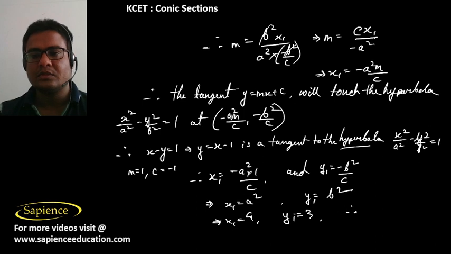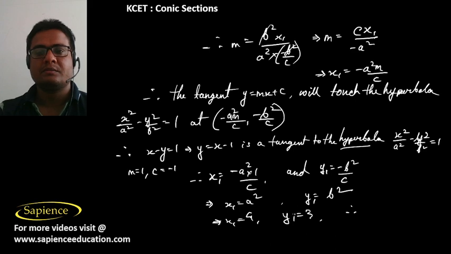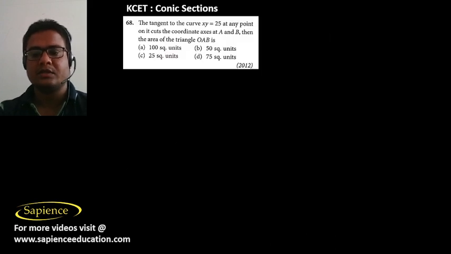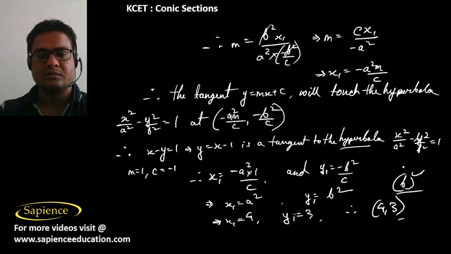So therefore the tangent will touch the hyperbola. So therefore the required point of contact is (4, 3). So option B is the correct answer.